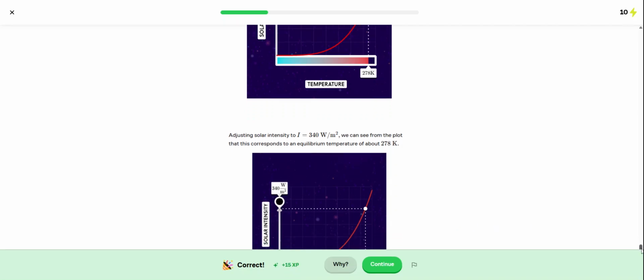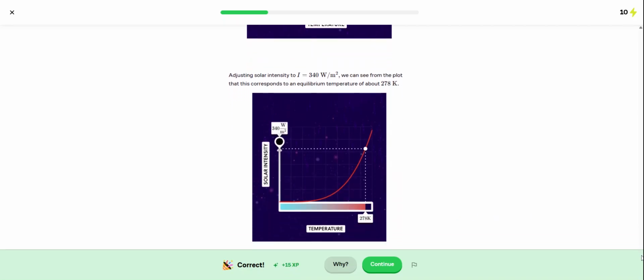Adjusting solar intensity to the desired I equal to 240 watts per square meter, we can simply see from the plot that it corresponds to an equilibrium temperature of about 278 kelvins. Yes, basically a simple problem to solve. Continue.